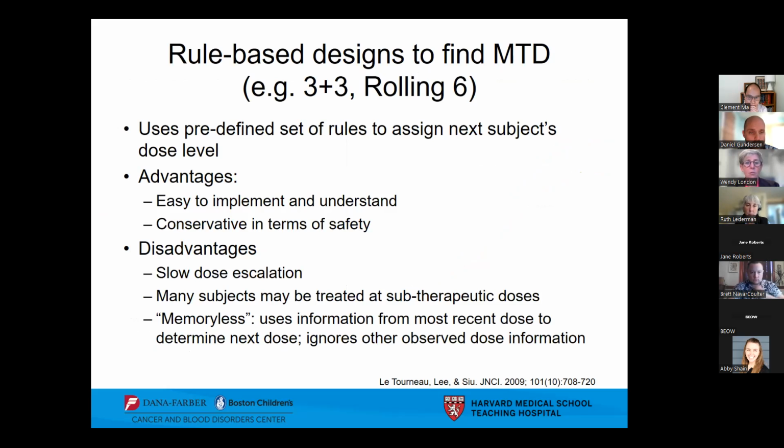So let's talk about rule-based designs. For example, you may have heard of a 3+3 design. That's probably been the most widely used design to determine MTD over the last several decades. And within pediatric oncology, the rolling 6 has become predominant in the last 10 years or so.